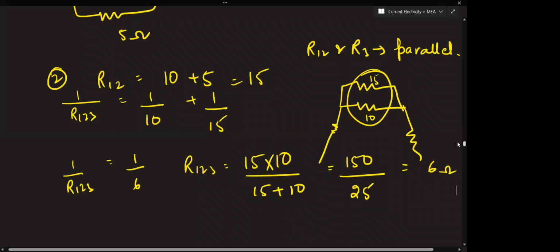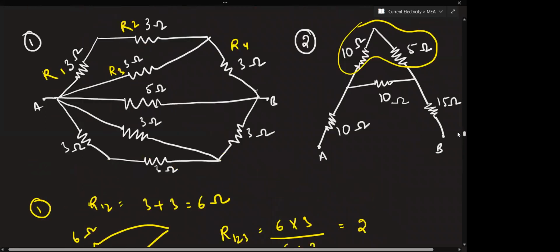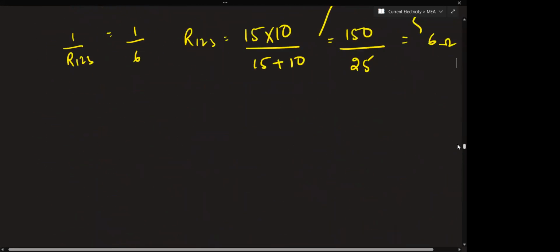Now what were the values in these two arms? 10, 15. So R equivalent will be 10 plus 15 plus 6, that makes it 31 ohm.